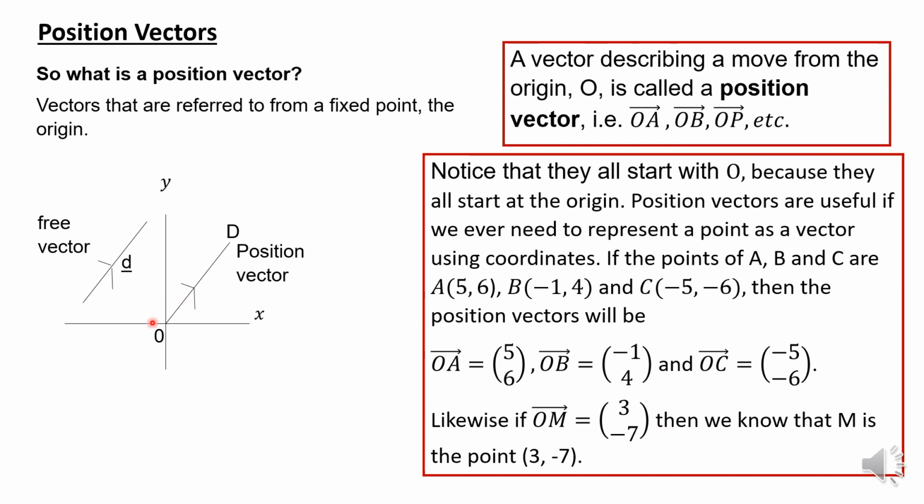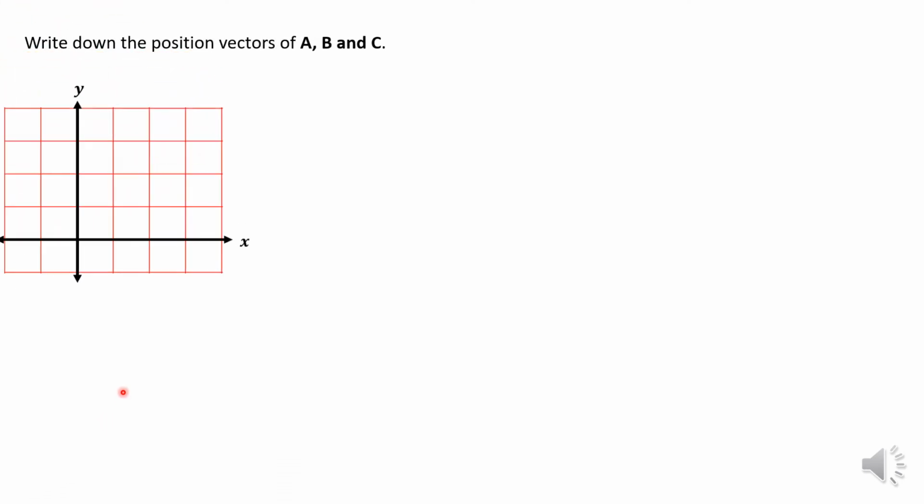So when a vector starts from the origin, it's referred to as a position vector, and you always start with an O. Right. You also have free vectors, which basically start from any point. So you have your initial point and your terminal point. The initial point of a position vector is at the origin, all right, while the initial point of a free vector can be anywhere. So let us take a few examples.